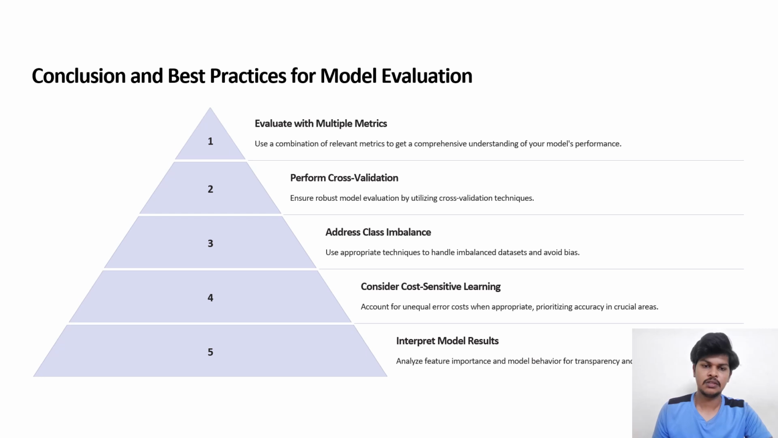Third, address class imbalance. Use appropriate techniques to handle imbalanced datasets and avoid bias. Fourth, consider cost-sensitive learning. Account for unequal error costs when appropriate, prioritizing accuracy in crucial areas. Fifth, interpret model results. Analyze feature importance and model behavior for transparency and trust.